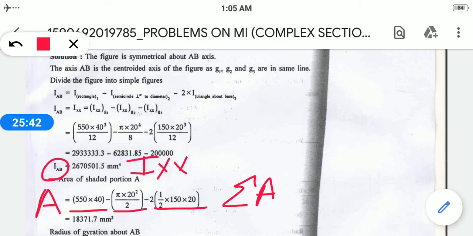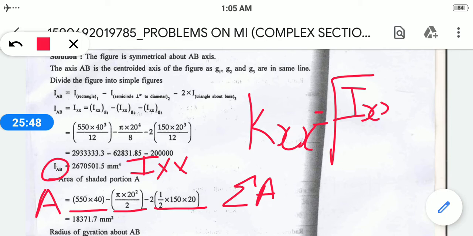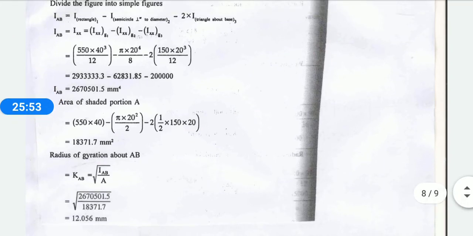After finding this, you have to find the radius of gyration, that is K of XX is equal to square root of I of XX divided by A. That is what they had found out over here, but they had named it as I of AB and K of AB. You can do the same thing in a table method.